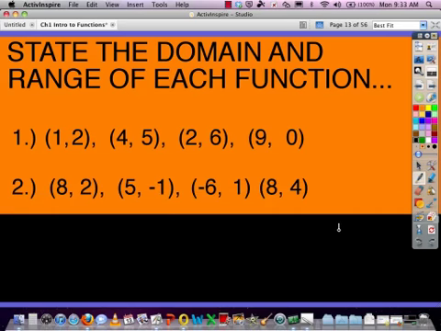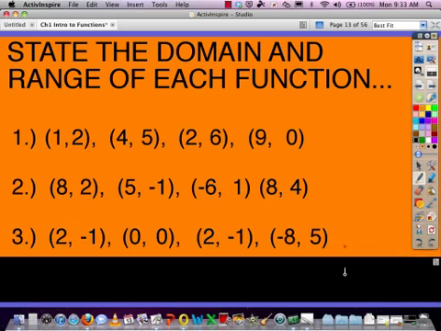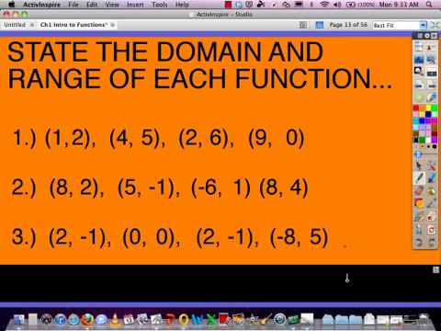Then try number 2 as well. And lastly, number 3. And come with questions or differences, similarities that you see that you're sort of wondering about when it comes to domain, range, x's and y's. So those will be good ones for discussion.